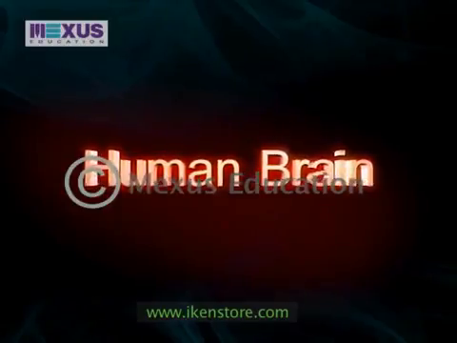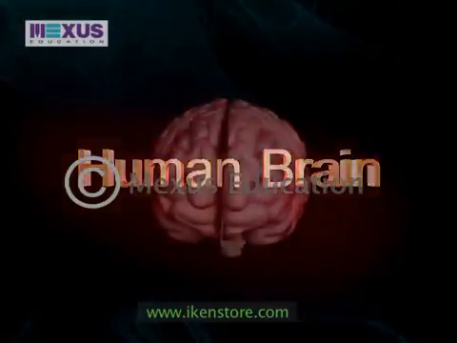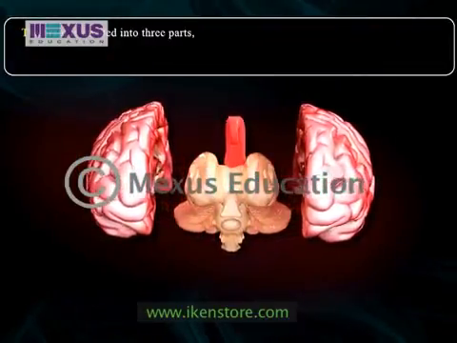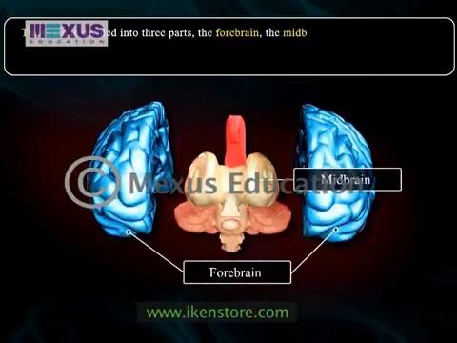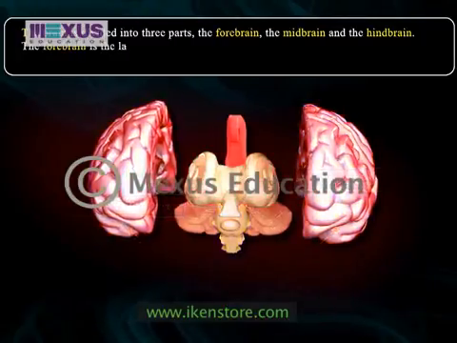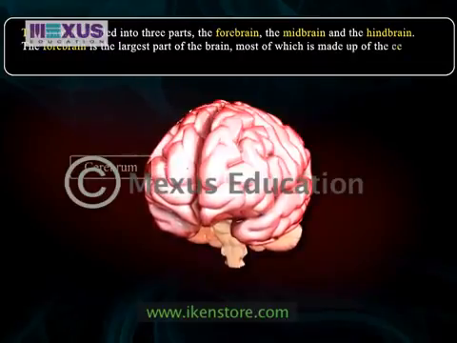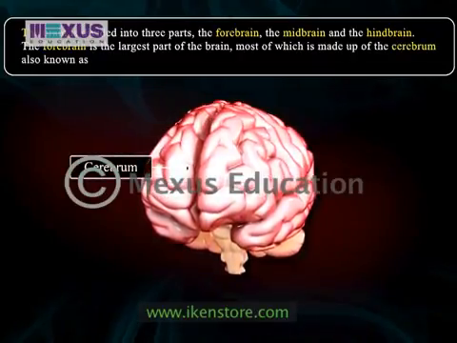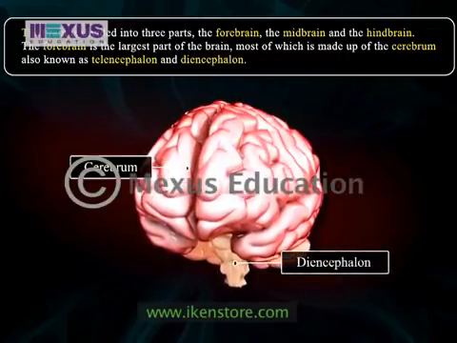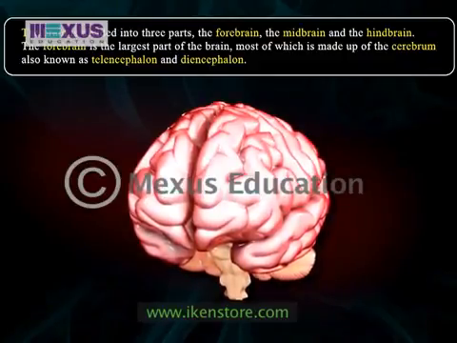Human brain. The brain is divided into three parts: the forebrain, the midbrain, and the hindbrain. The forebrain is the largest part of the brain, most of which is made up of the cerebrum, also known as telencephalon and diencephalon. The cerebrum is divided into two halves called cerebral hemispheres.